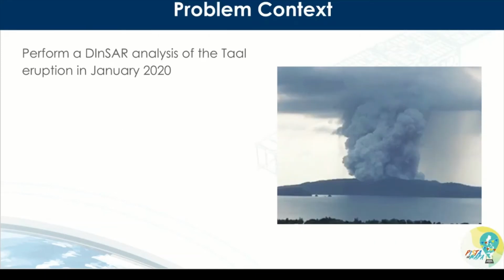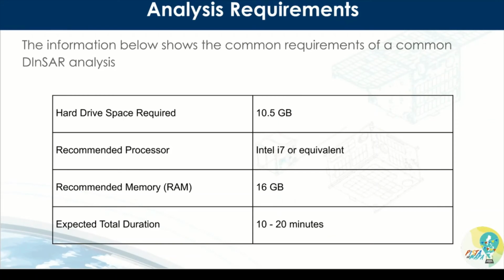So let's go over a sample workflow. In this case, we'll be doing an analysis of the Taal eruption that happened in January 2020. These are the common requirements if you want to perform the analysis. These are the recommended specifications, but the minimum requirements I would say are an i5 and 8 gigs of RAM, but that means the total duration for the processing might take a few hours at that point. It's very intensive.